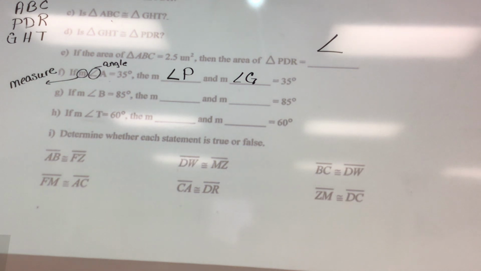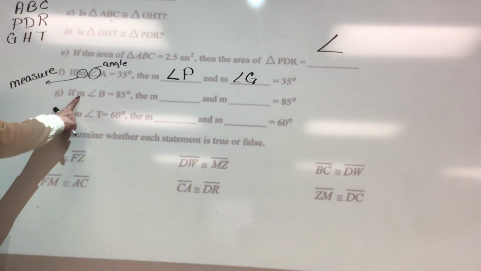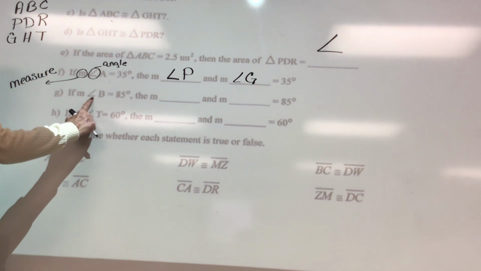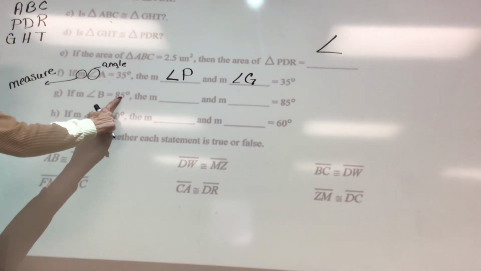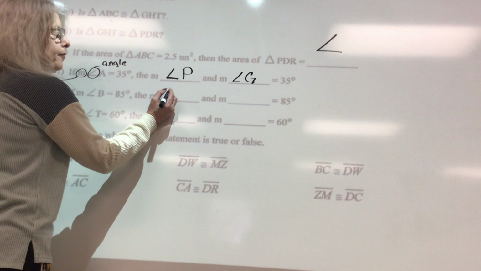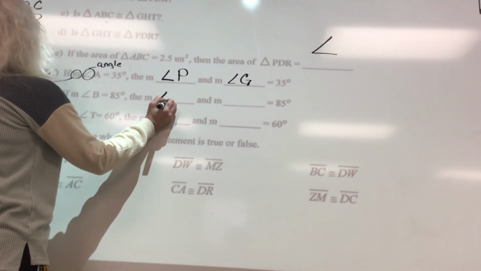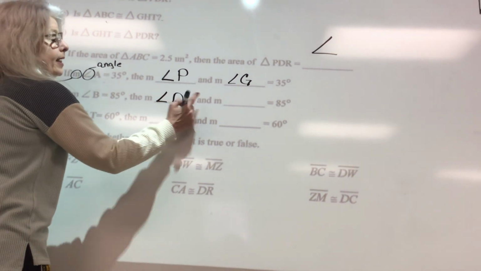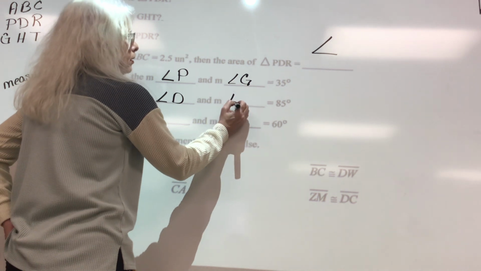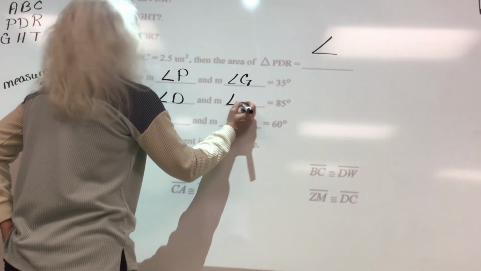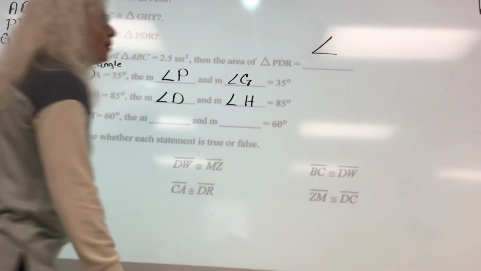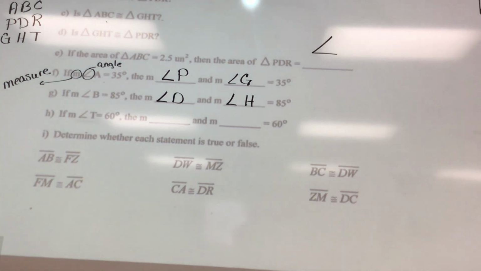Problem G, if the... what does the M stand for? Come on guys, what does M stand for? Measure. So if the measure of angle B equals 85 degrees, then the measure of angle D and the measure of angle H equals 85 degrees. Do problem H on your own.